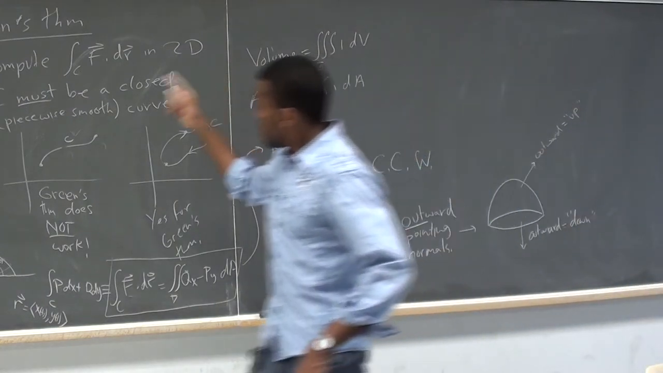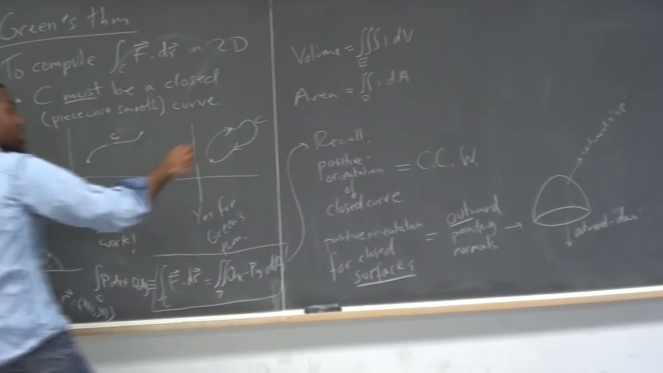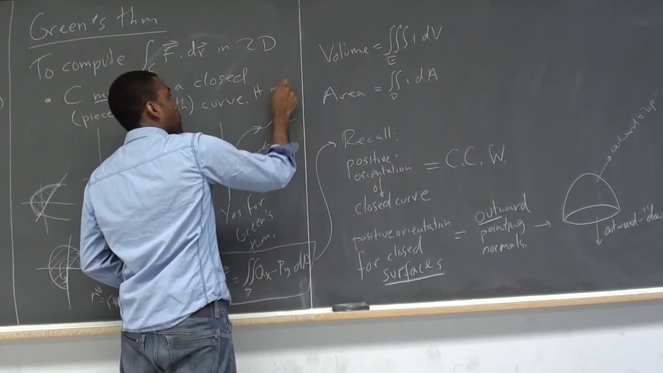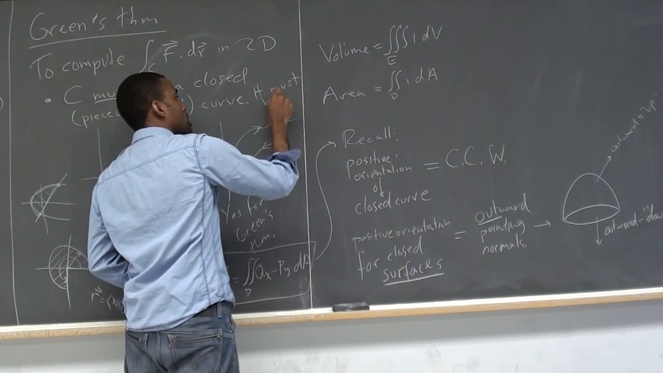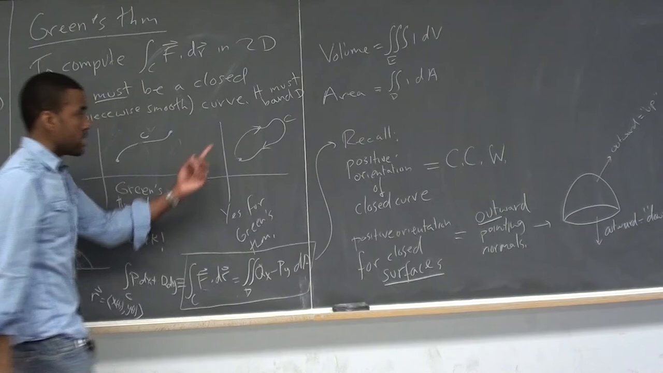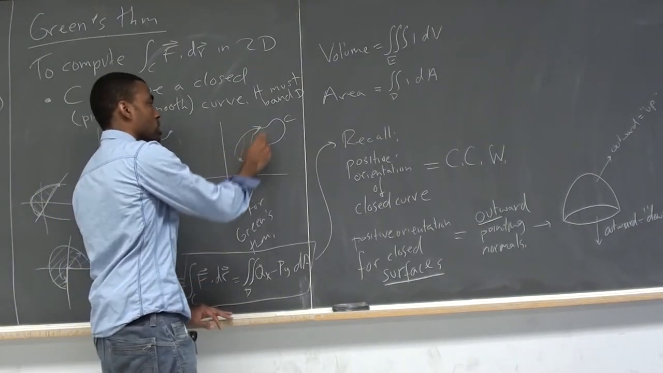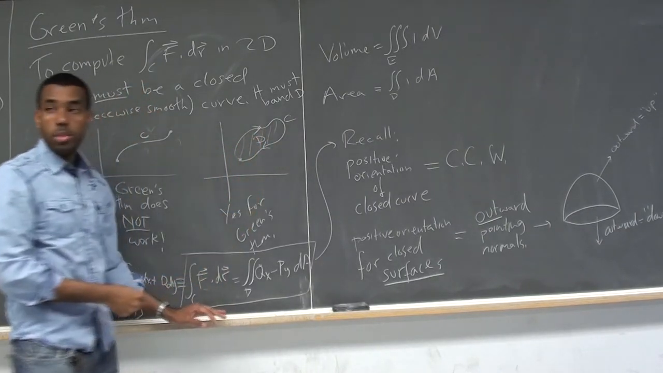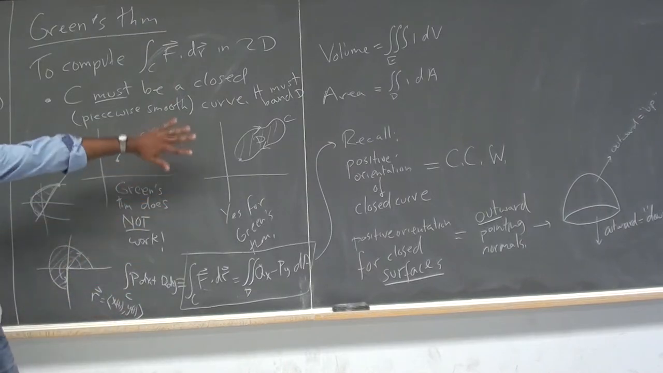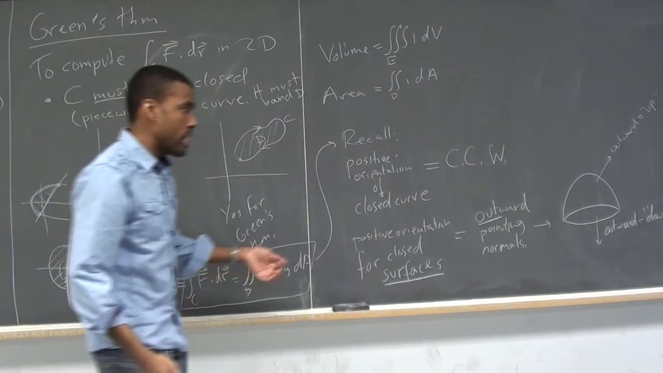So to use Green's theorem, C must be closed. It must bound D. That's the relationship between the curve and your region. Your D has to be bounded by the curve C. If you have those conditions, you can use Green's theorem. Otherwise, you have to do it directly.